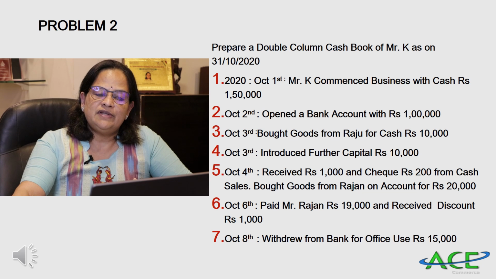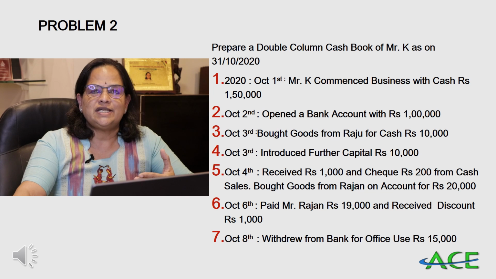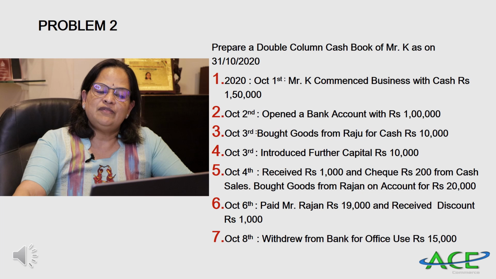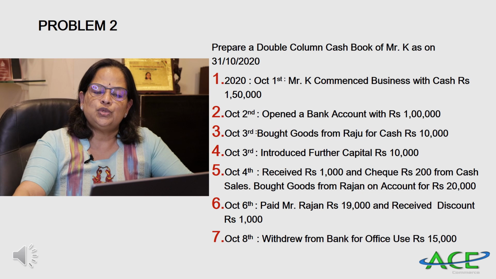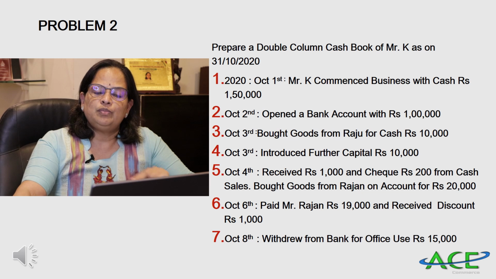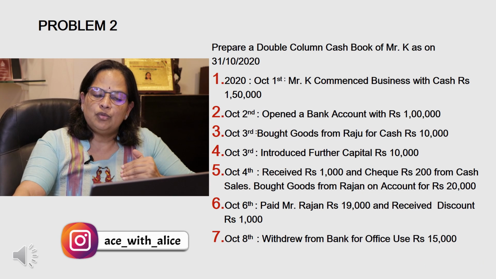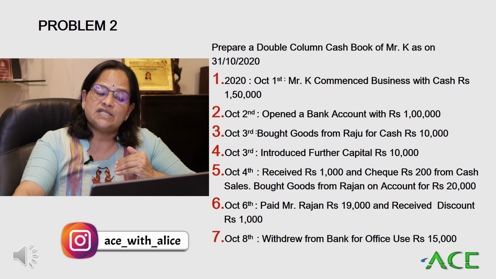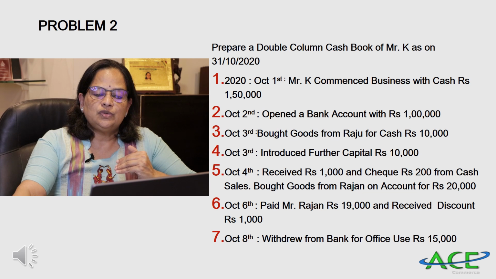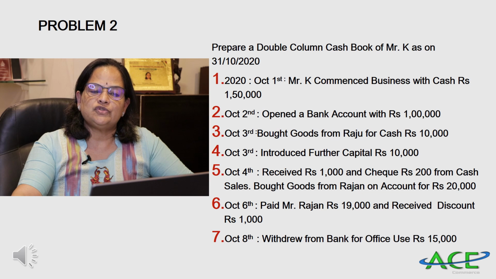Fourth, October 3rd, introduced further capital rupees 10,000. So, October 3rd, we have two transactions. October 4th, received rupees 1,000 and check rupees 200 from cash sales and bought goods from Rajan on account rupees 20,000. Now, October 6th, paid Mr. Rajan rupees 19,000 and received discount rupees 1,000. October 8th, withdrew from bank for office use 15,000.